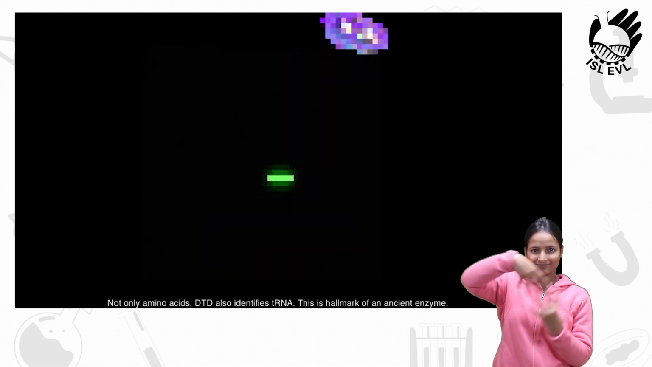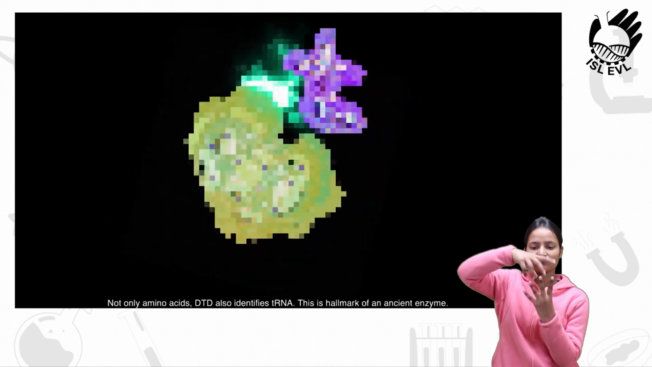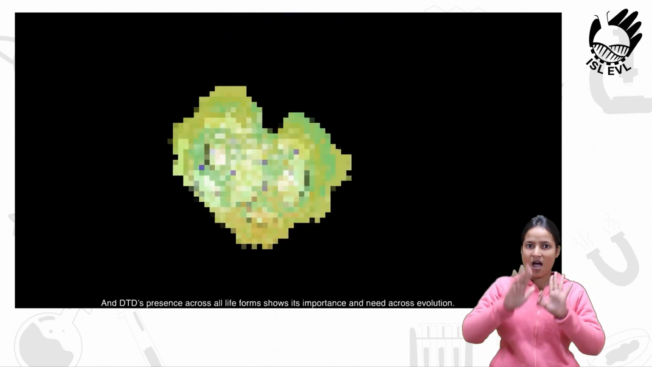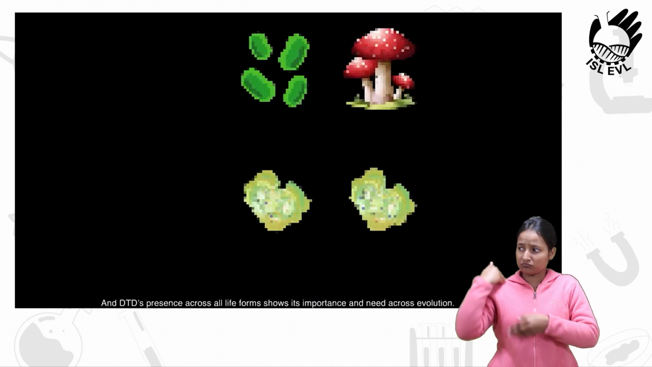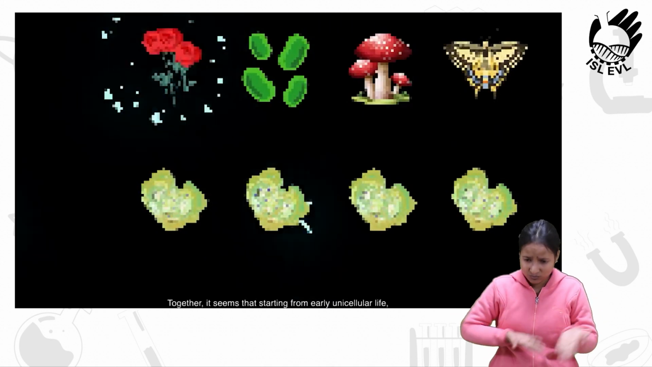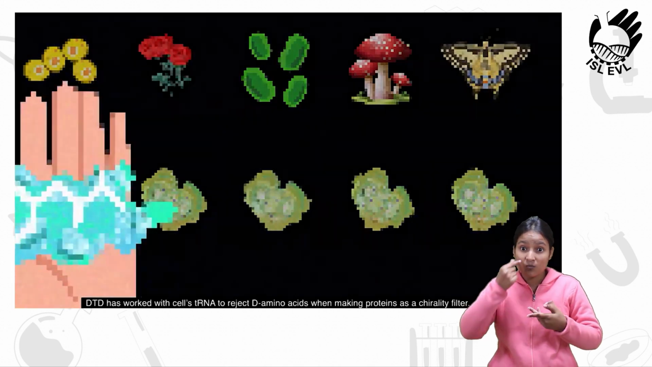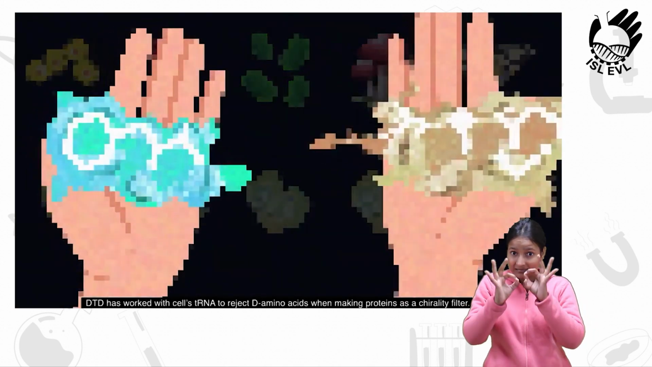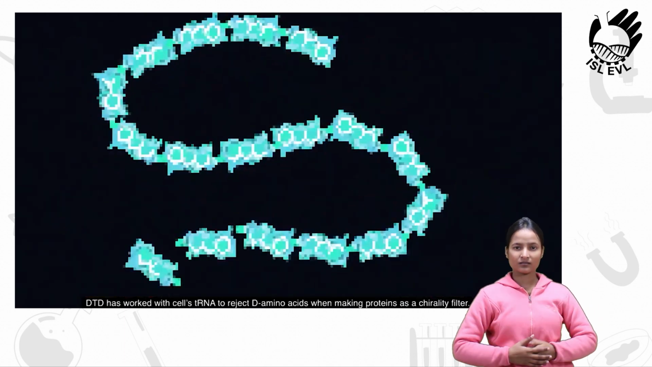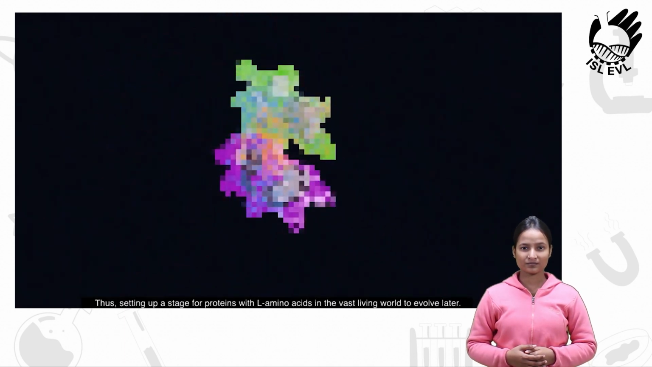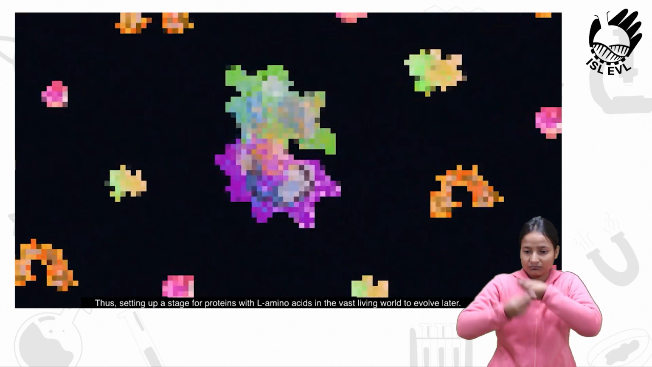Not only amino acids, DTD also identifies tRNA. This is a hallmark of an ancient enzyme, and DTD's presence across all life forms shows its importance and need across evolution. Together, it seems that, starting from early unicellular life, DTD has worked with cells' tRNA to reject D amino acids when making proteins as a chirality filter, thus setting up a stage for proteins with L amino acids in the vast living world to evolve later.